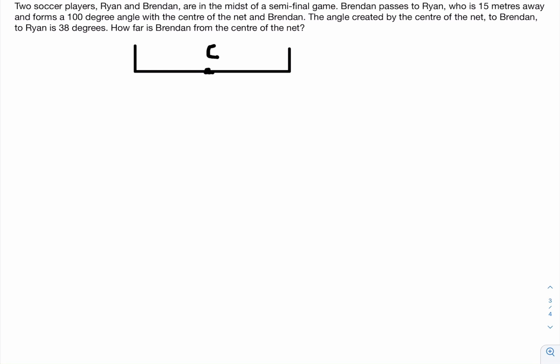Okay, so let's say Brendan's right here. So this is Brendan right here. Brendan passes to Ryan. Let's say Ryan is about here. So this is Ryan. Okay, so right here. How can we figure out that distance? Well, it says Brendan passes to Ryan, who's 15 meters away.